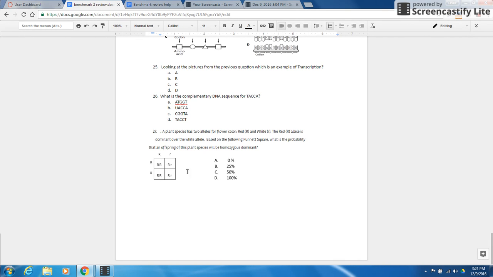And then over here, these are different. You have a capital and a lowercase, and in that case, it's going to be uppercase and a lowercase, so that is heterozygous, and these are homozygous. So in that case, it'll be 50% heterozygous, 50% homozygous.